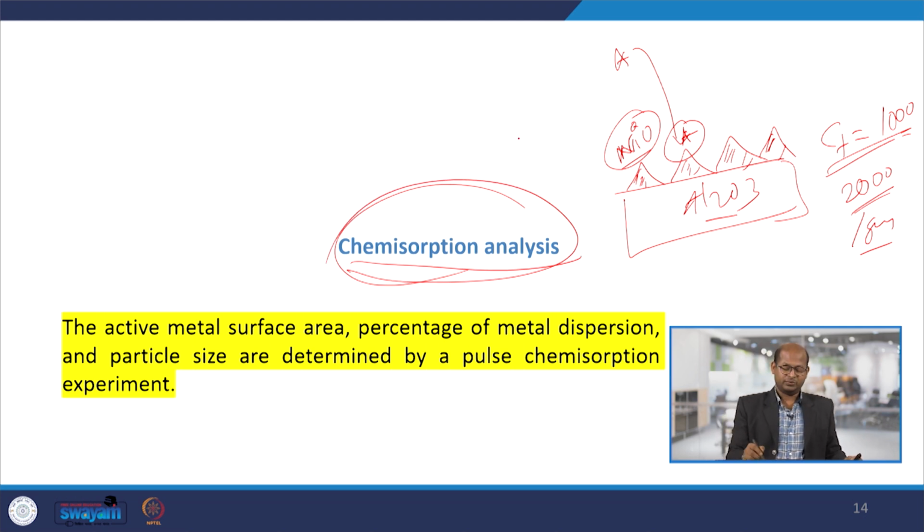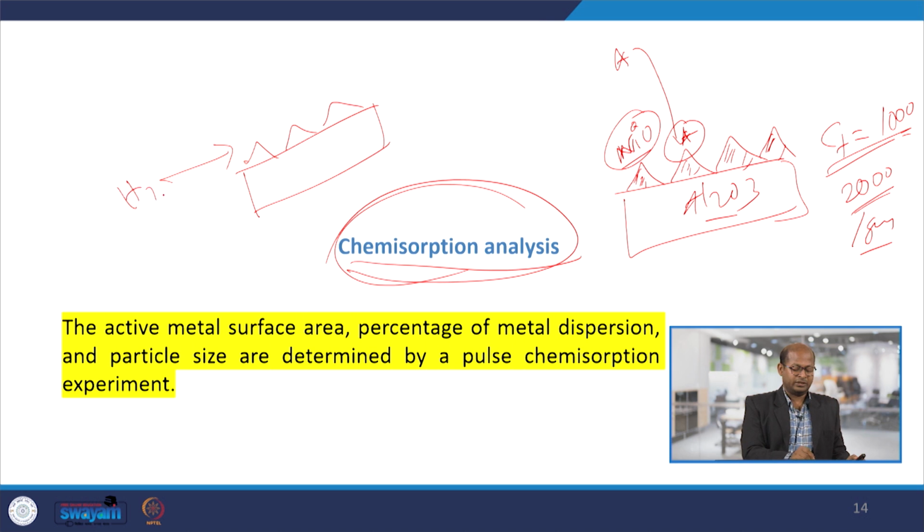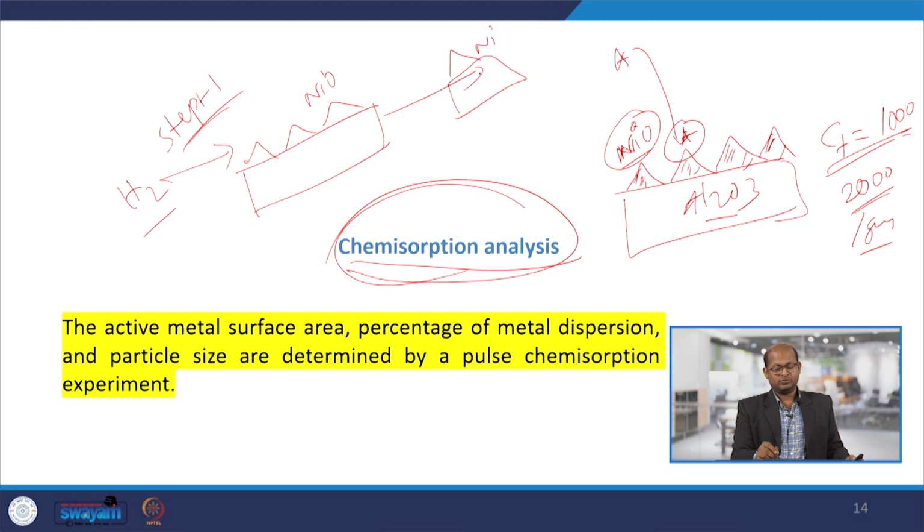For chemisorption, similarly to hydrogen TPR, CO2 TPD, and ammonia TPD, we have to take the catalyst in that equipment, inside the sample holder, and then do hydrogen treatment. If you do the hydrogen treatment, the nickel oxide would be reduced into nickel metal. This is step 1, and step 2 follows after that.